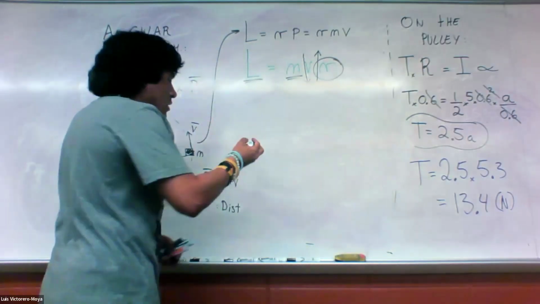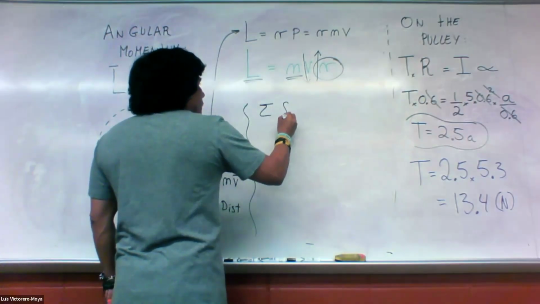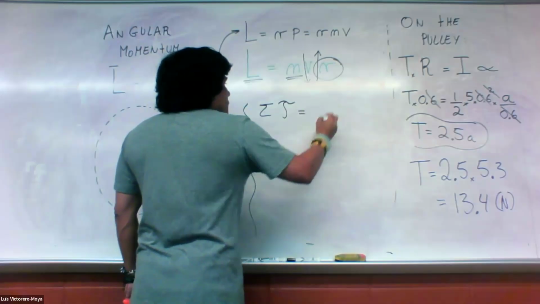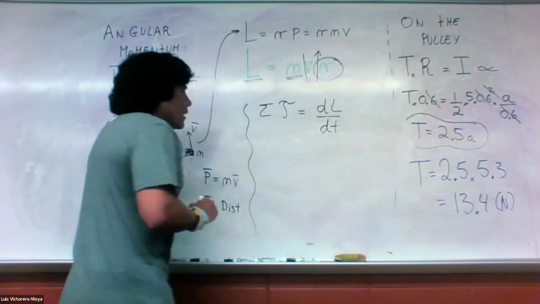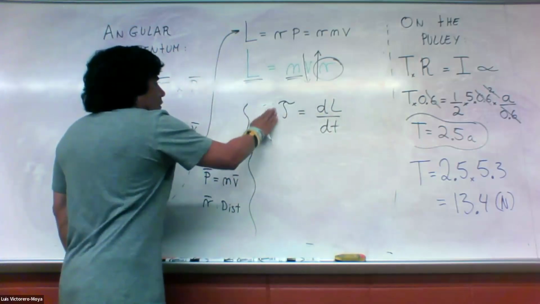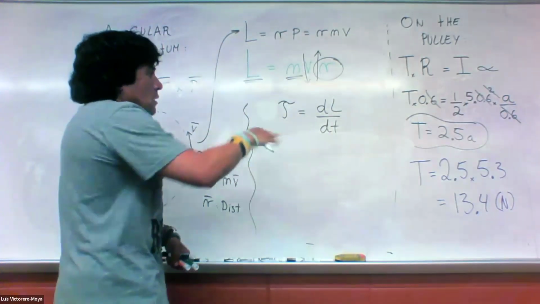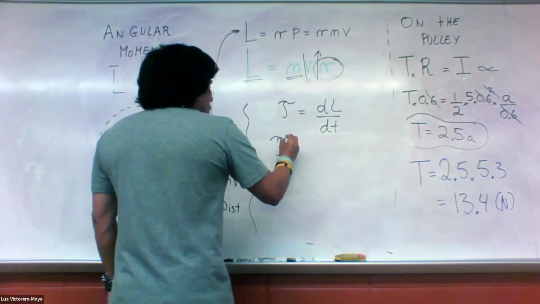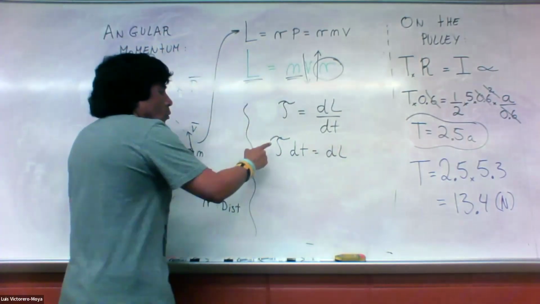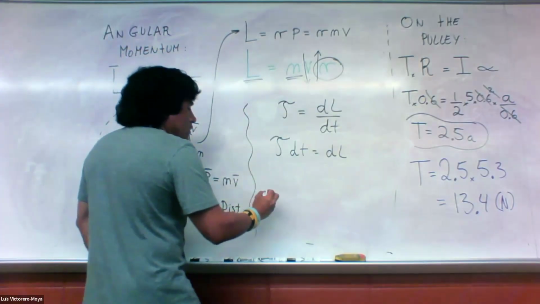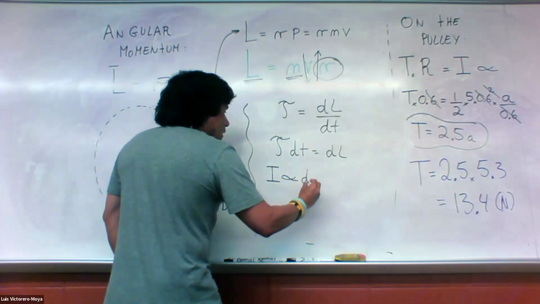Now, let's talk about the definition that you have in there. The net torque acting on a mass is the rate of change of angular momentum. But guys, you have to write it like this. Because at the end of the day, torque is the first derivative of angular momentum with respect to time. So what you can do is torque dt is your dL. But what's torque? Torque is I alpha dt.